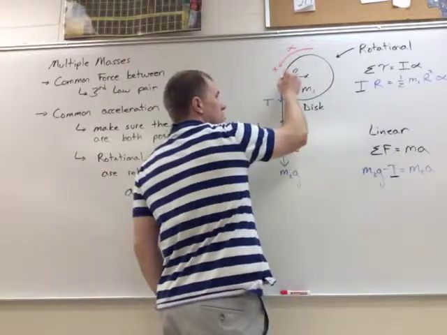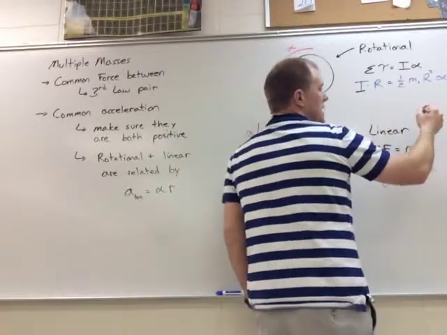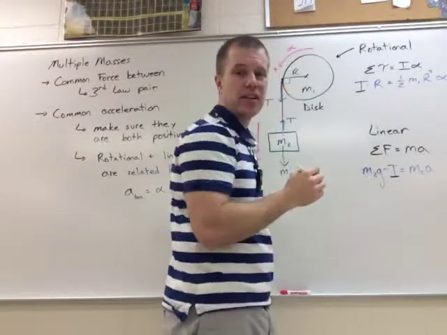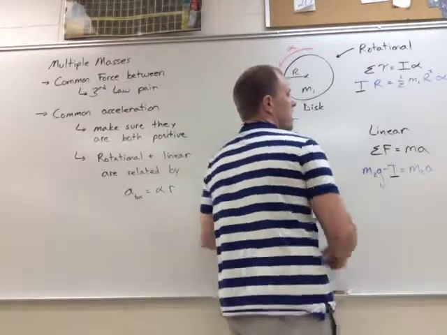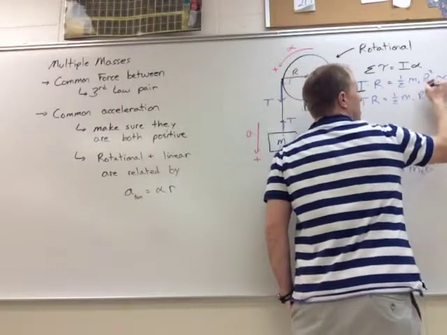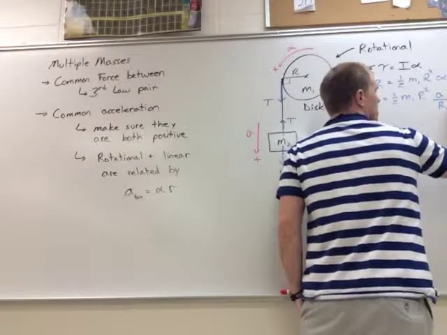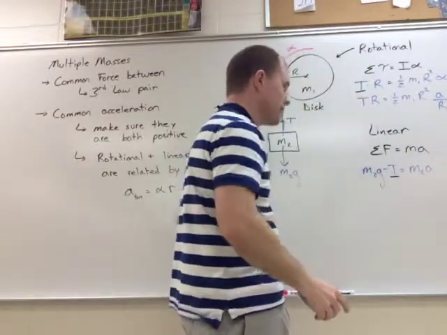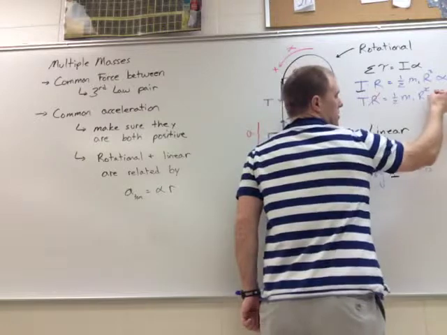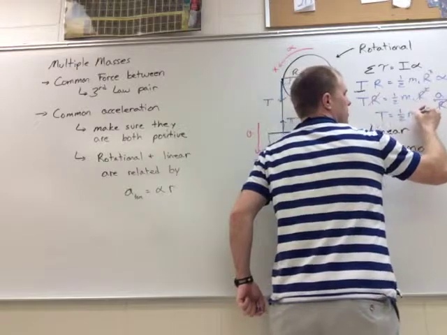Since my string is connected at a distance r, the linear acceleration is going to be equal to alpha times r. If I solve for alpha, I'll get linear acceleration divided by r. So let's put that in. I have tension times the radius equals 1/2 m1 r squared times alpha, which is my linear acceleration divided by my radius. Now you're seeing why I'm making that substitution, because this r gets rid of one of those r's, and I'm left with simply tension is equal to 1/2 m1 a.